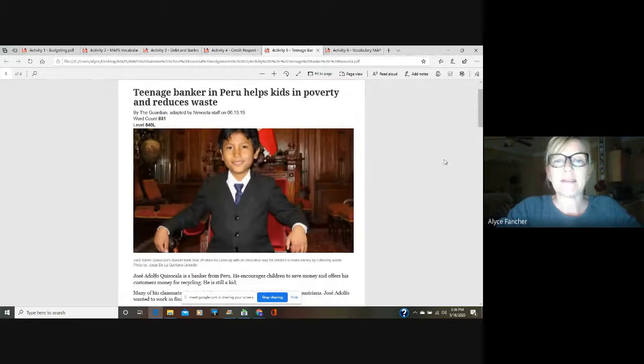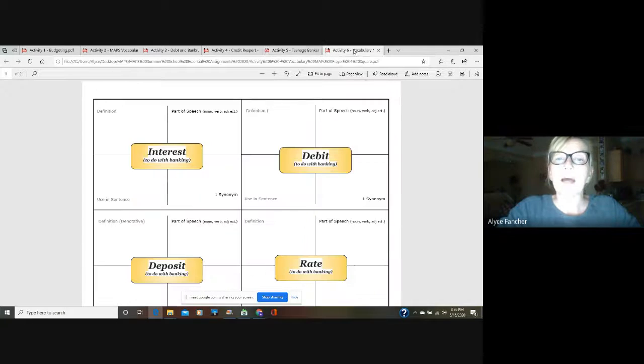That is activity 5. In activity 6, you will do, again, another Frayer Foursquare model based on new vocabulary words that go along with different types of financial literacy. So interest, debit, deposit, and rate. And you will do the same thing. This is just a little bit different than the first one that you did.